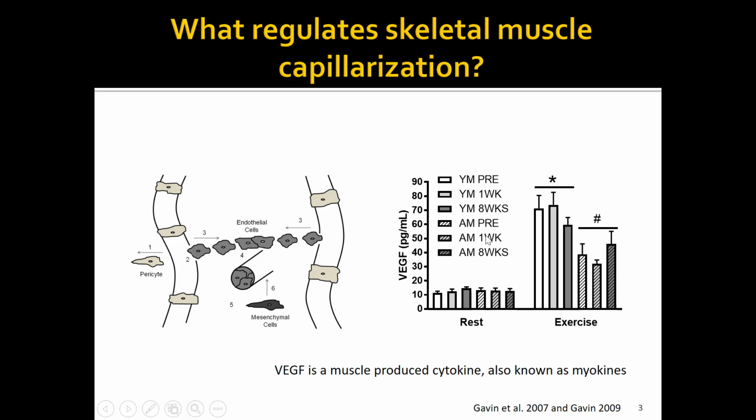What we see here in this graph, where we looked at the response of VEGF in young and older men in response to an exercise training program, we see that acute exercise increases VEGF both in young men and aged men, but that in aged men, the response is about half of what we see in the young men. And that impaired response is related to lower muscle capillarization, also coincident in aged men.